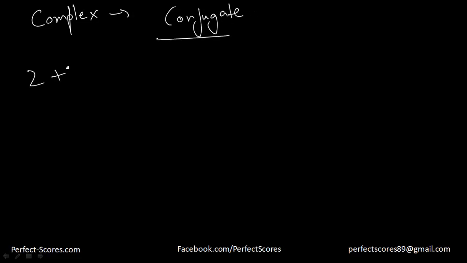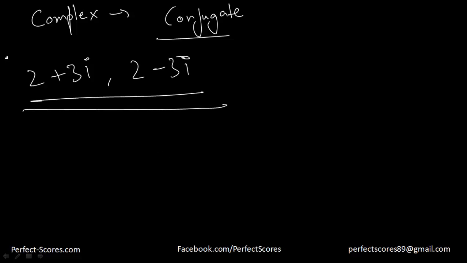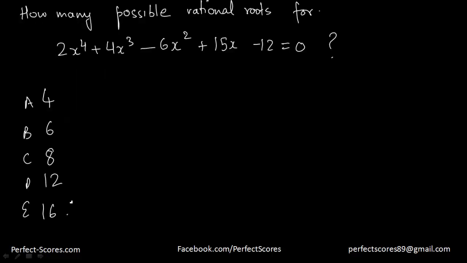Now understand one more thing, that complex roots always come as conjugates of each other. If one of the roots is 2 plus 3i, there has to be a 2 minus 3i as well. So they always run in pairs. Fine. So complex roots always run in pairs of each other. So I hope you're getting what I'm trying to say here, guys. Okay, guys, go ahead and try this question now.